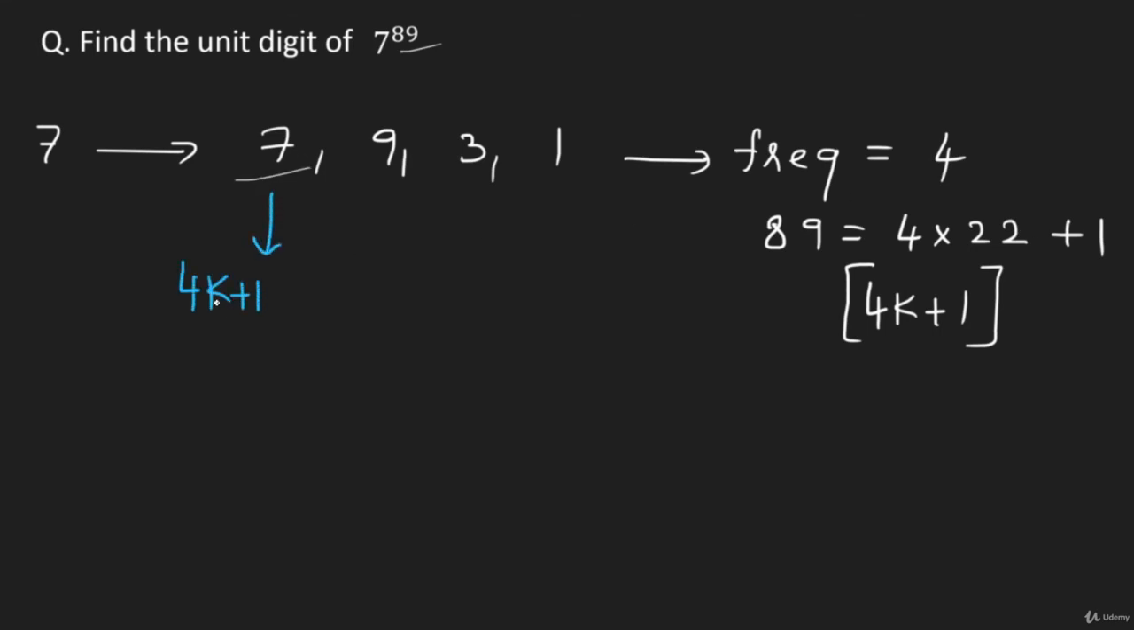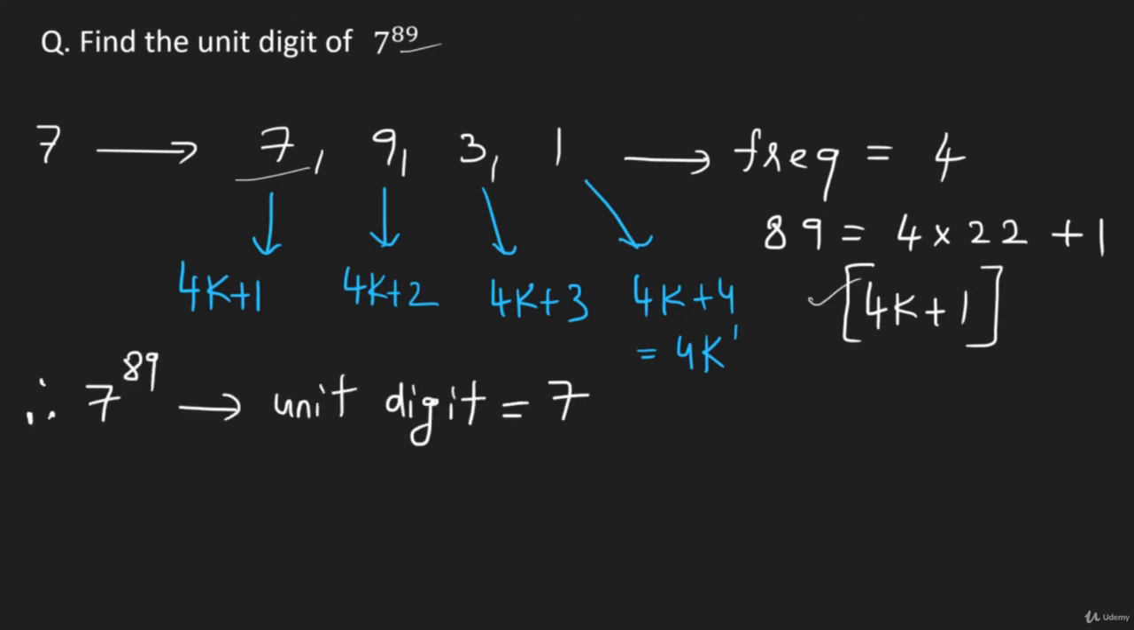Alright, now whenever the power is of the form 4k plus 1, your unit digit will be 7, right? If k is 0, this is just 1, and that's 7. If k is 1, it would be 4 plus 1, that's 5. So in case of 7 to the power 5, you will have a unit digit of 7, and so on and so forth. In the case of the power being in the form 4k plus 2, your answer would be 9, and similarly 4k plus 3 will give you a unit digit of 3, and 4k plus 4, which is the same as 4k, will give you the unit digit as 1. Now we have seen over here 89 is of the form 4k plus 1. Therefore, for 7 to the power 89, the unit digit is 7.